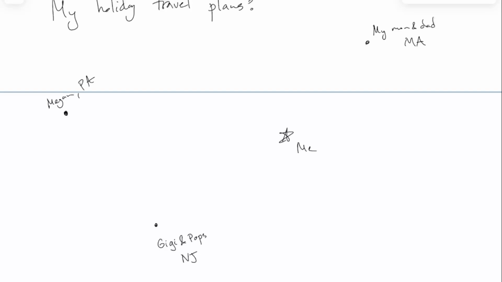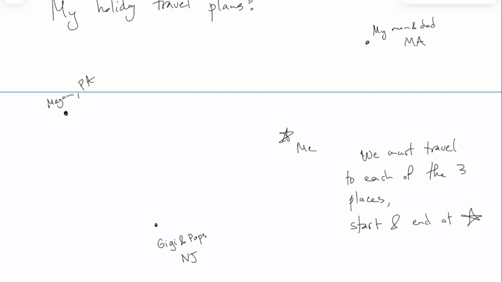All right. So every Christmas or whatever, we have to go to all of these places, of course, starting and ending at our own home. So we must travel to each of the three places. And of course, we want to start and end at the star, which is our home. All right.